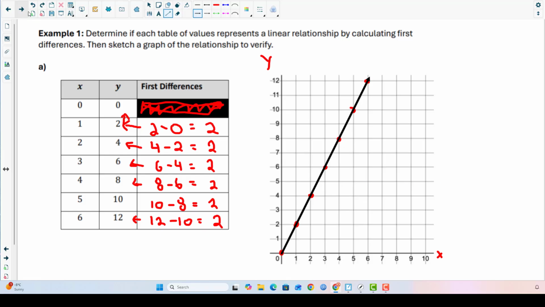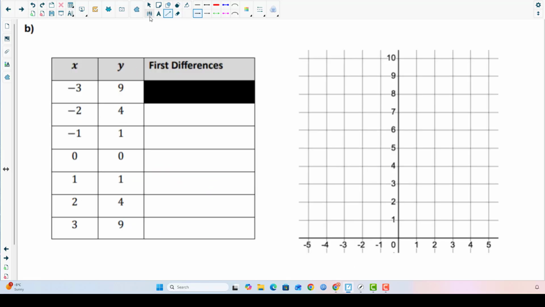All right, let's move on to example B now. First, always check to see if our x values are going up or down by a constant value. In this case, we have -3, -2, -1, 0, 1, 2, 3. So they're all going up by 1. That means we can do some first differences.